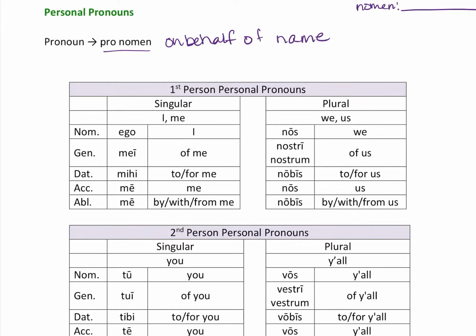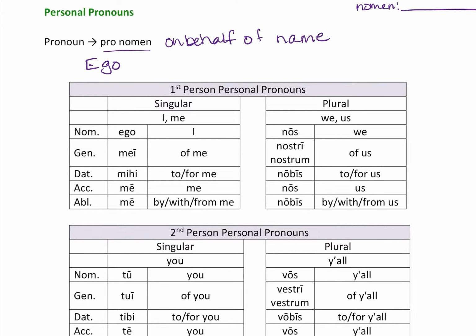Now, personal pronouns specifically refer to a person or thing from the speaker's point of view. So I, we, us, you, y'all, he, she, it, they, me, them. You know all these already. And the verb in Latin already contains the personal pronoun. However, if the Romans really wanted to emphasize the subject, they would add a personal pronoun.